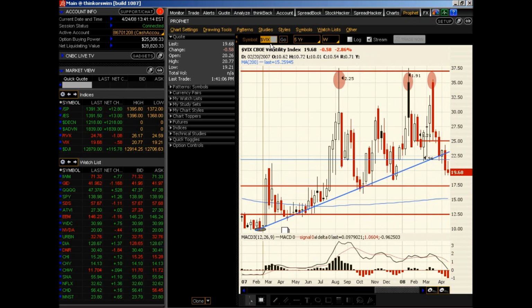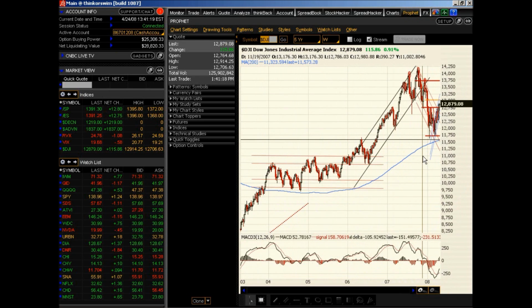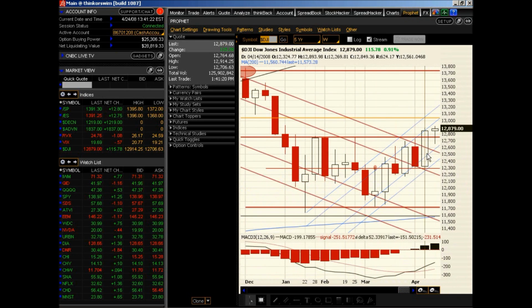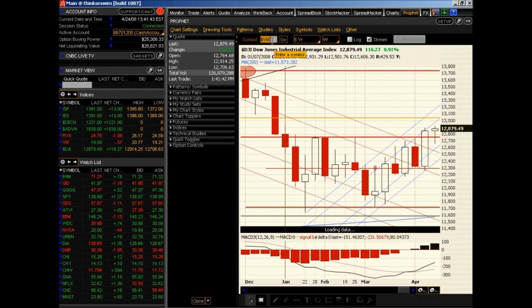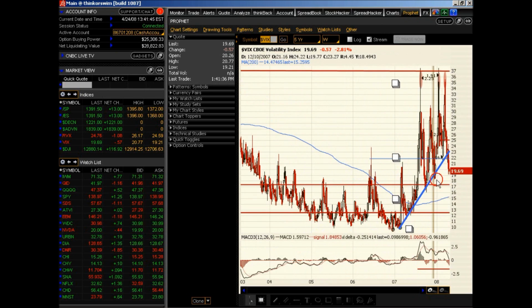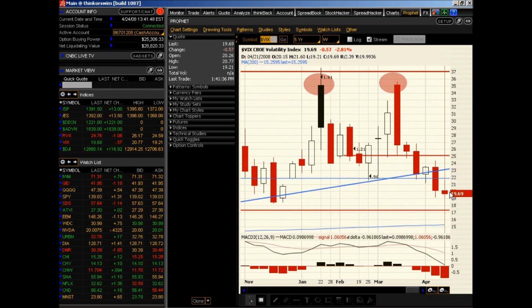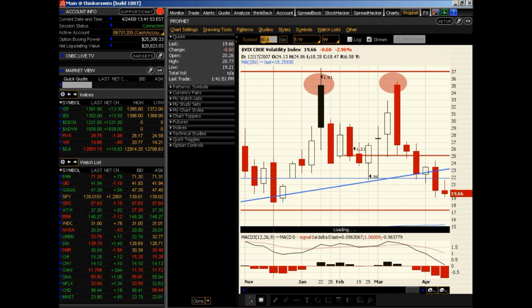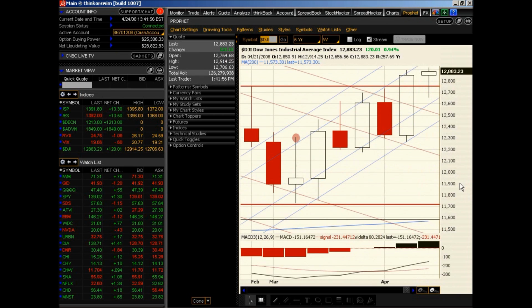Let's take a look how it translates into actual market activity. Actual market activity over the past few months has actually done exactly the opposite of the VIX. When people are no longer afraid, they don't buy puts anymore, and the market is actually starting to go up. So it acts opposite of actual market direction. There's the VIX. You can see it's been going down. Here's the Dow Jones Industrial Average. You can see it's been going up.